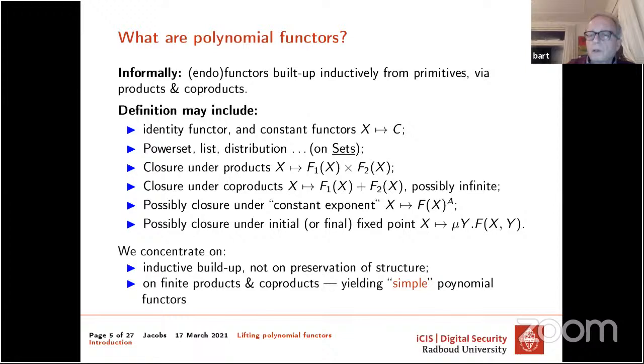Sometimes they can also be characterized by preservation of structure. For instance, the polynomial functors on sets can be characterized as functors which preserve countable pullbacks and are accessible. But I will concentrate on the structure. And actually, I will concentrate on closure under the finite products and co-products, and those functors are often called simple polynomial functors.